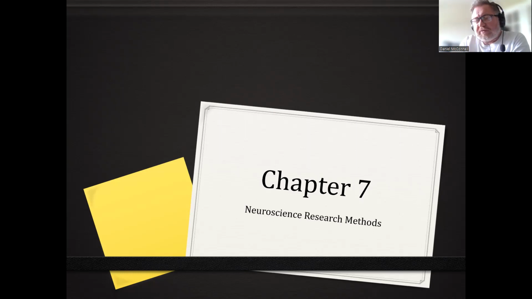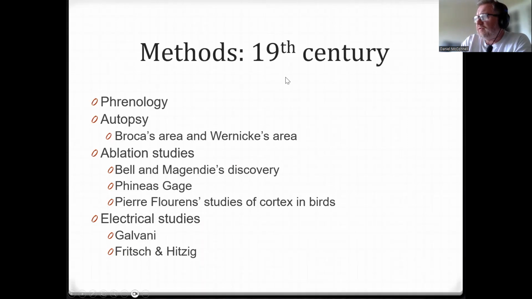And it's a good idea to have these methods under our belt once we start moving into the other chapters, because some of the studies that we encounter will be using these methods. So it's good to understand what the method is, how it works, what we can conclude from using certain methods, and so on and so forth. So let's start here with the first part.